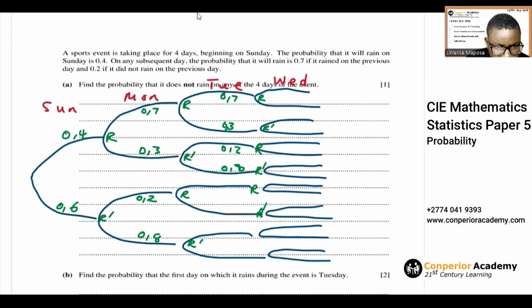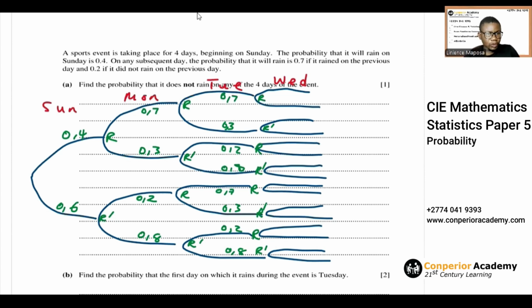So I could say it rained yesterday here, so the probability of it raining is 0.7. The probability of it not raining is 0.3. It didn't rain yesterday, so the probability of raining here is 0.2. The probability of it not raining again will, of course, then be 0.8. So you keep doing this. And knowing I have Sunday, Monday, Tuesday, Wednesday, you could do it like this.